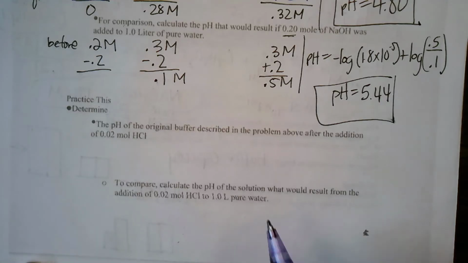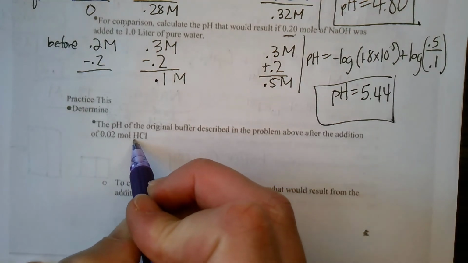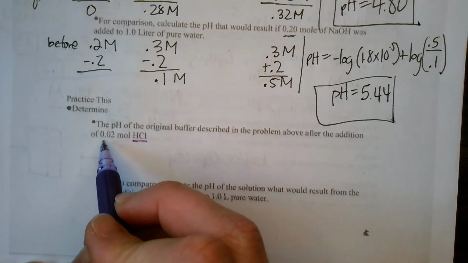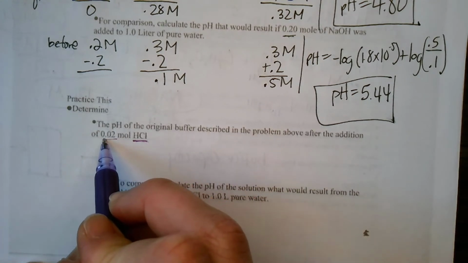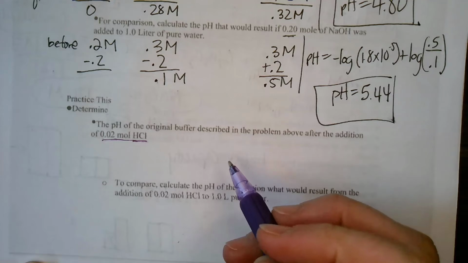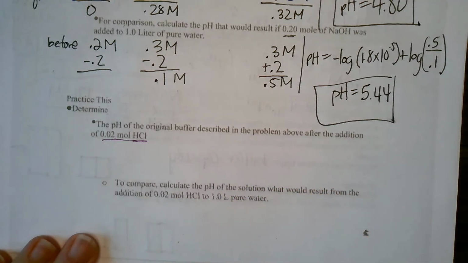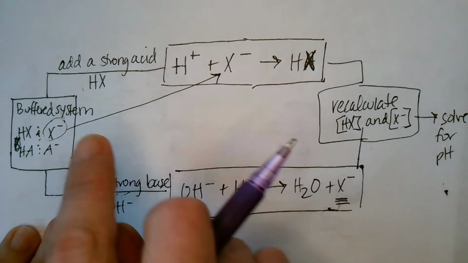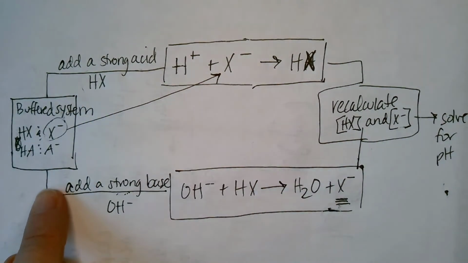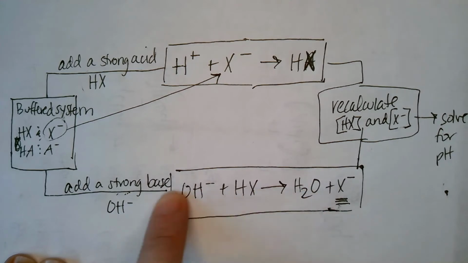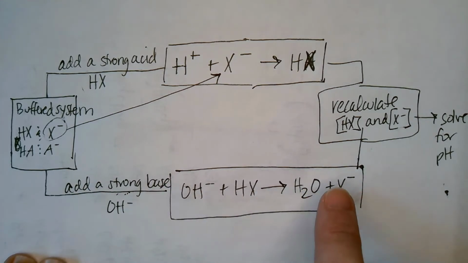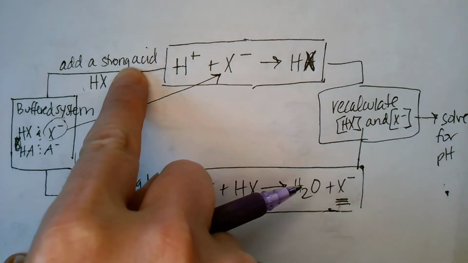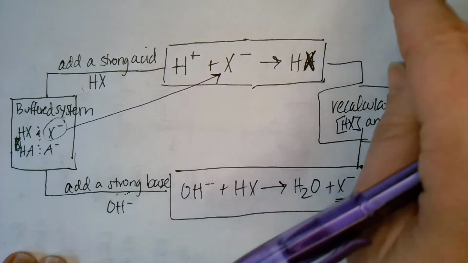Let's look to see what happens now when we add an acid. So we're going to take that original buffer, but we're going to add 0.02 moles of HCl. And again, we're assuming it's in a 1 liter solution. So looking back at our chart here, we have our buffered system. Last time we added the strong base and we made more base. This time we're going to add acid. We're going to create more acid.